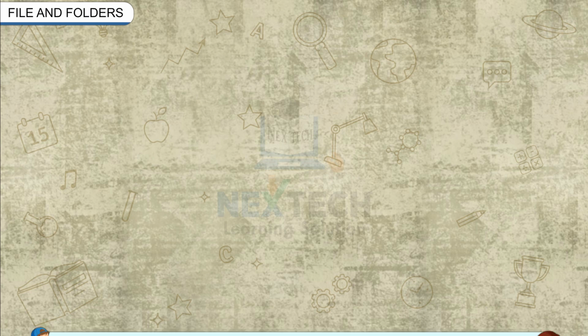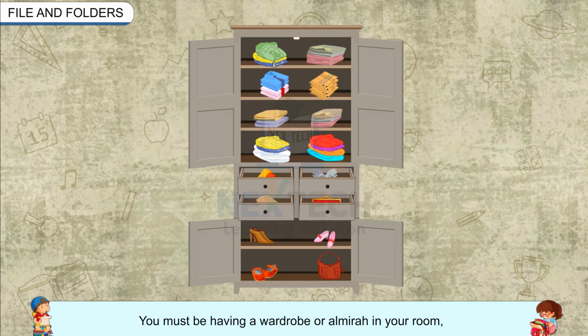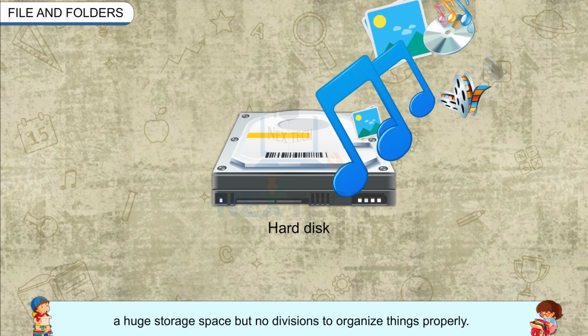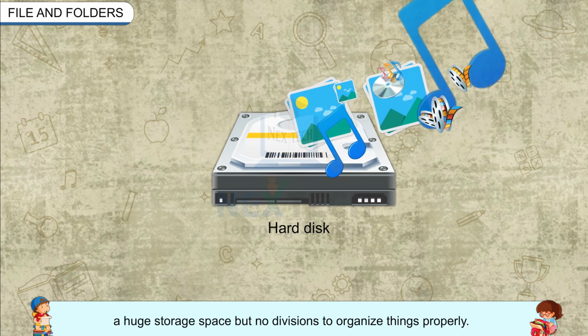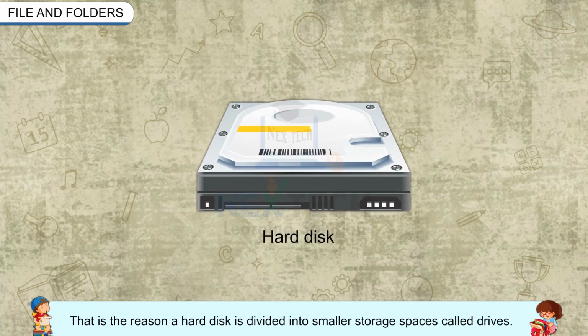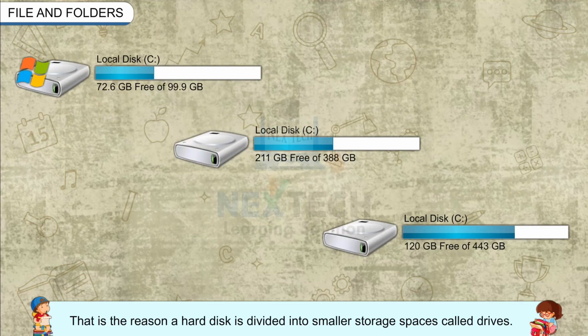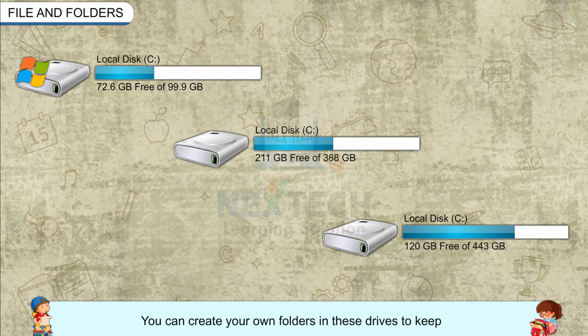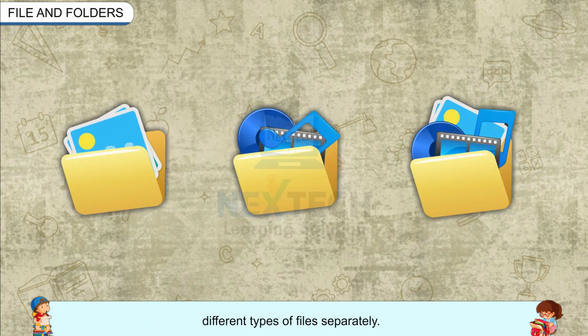Files and folders. You must be having a wardrobe or almirah in your room for keeping your things properly. A hard disk is similar to that wardrobe without any racks. A huge storage space but no divisions to organize things properly. That is the reason a hard disk is divided into smaller storage spaces called drives. Each drive has a name associated with it. You can create your own folders in these drives to keep different types of files separately.